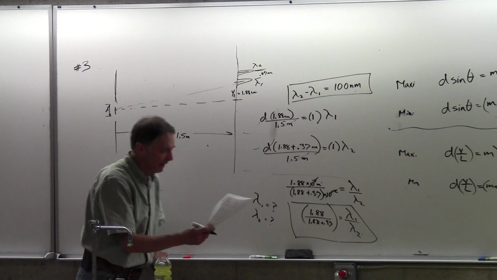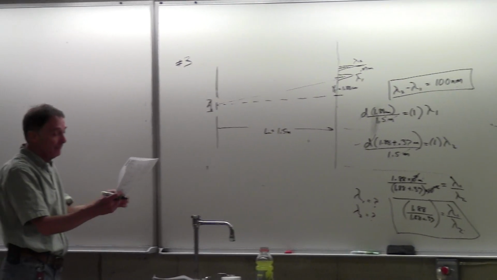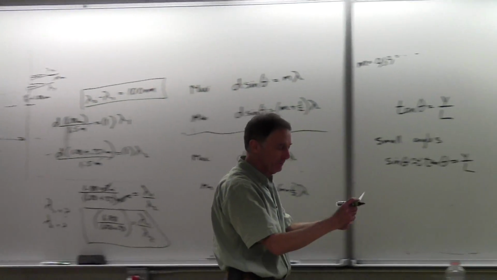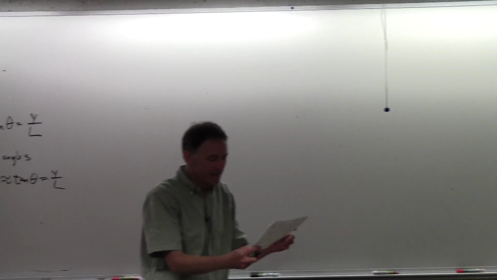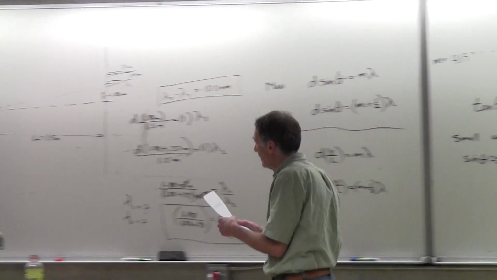Anyway, look at my solution. Now there's another interesting one here, this number 9, which is kind of weird. He's got two slits and then he puts a lens in front of it. So he likes to do this kind of thing.